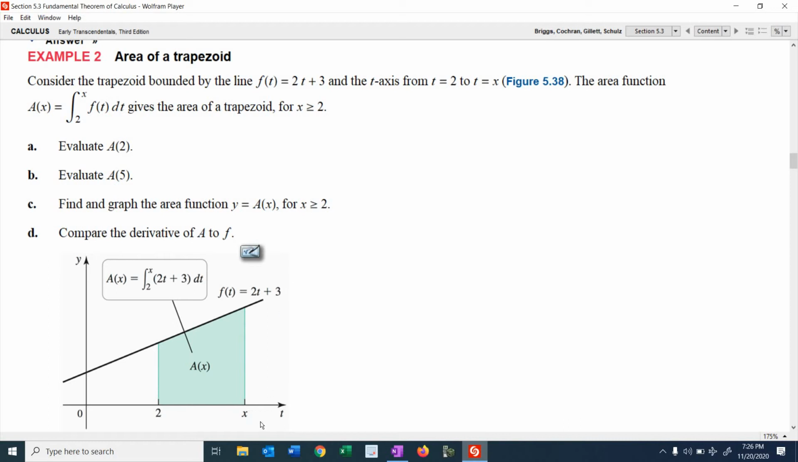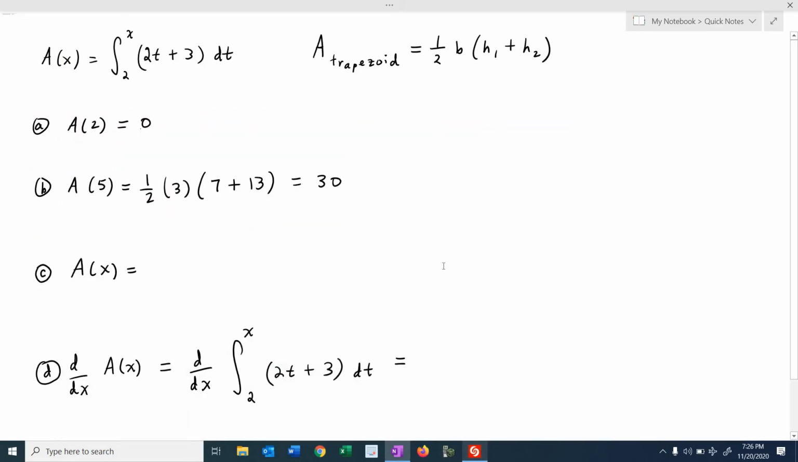is now going to be 2x plus 3, because now we're plugging an x in to get the height over here. Okay, so let's go ahead and plug that into the formula for the area of a trapezoid. So it's 1/2 the base. And remember, the base was x minus 2 times h1 plus h2, and h1 was 7, then h2 was 2x plus 3. Okay, and then we can simplify this. That's just 2x plus 10.